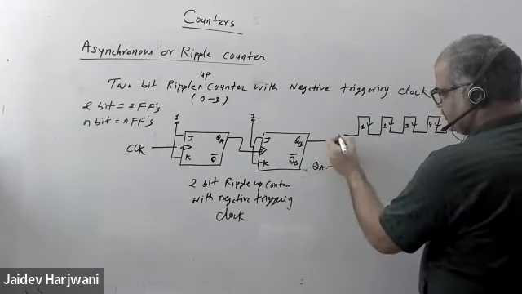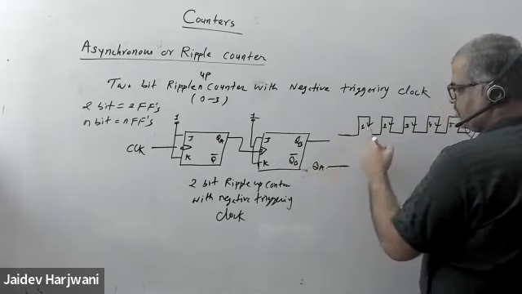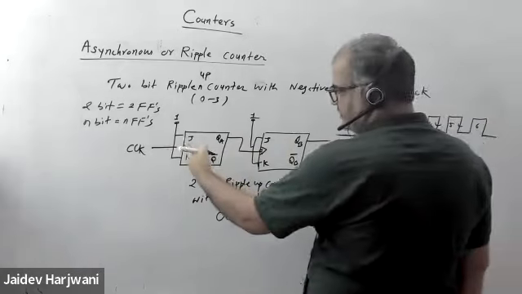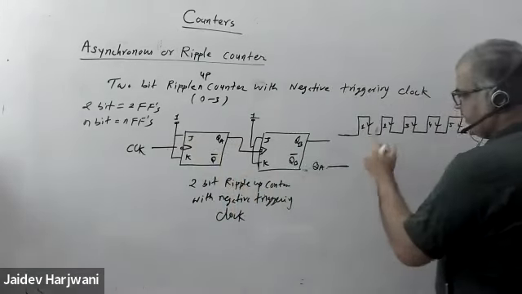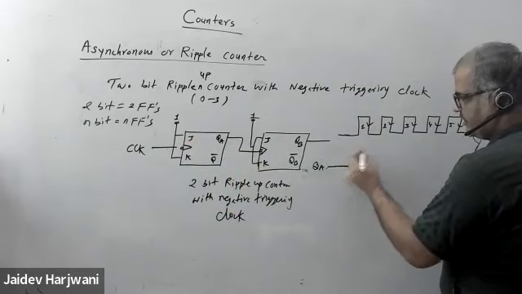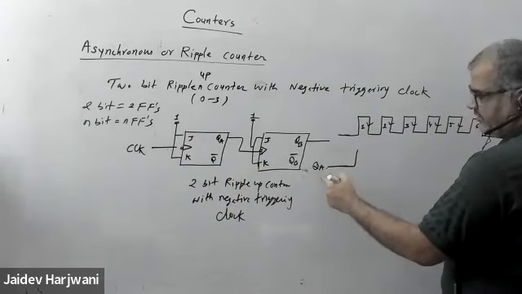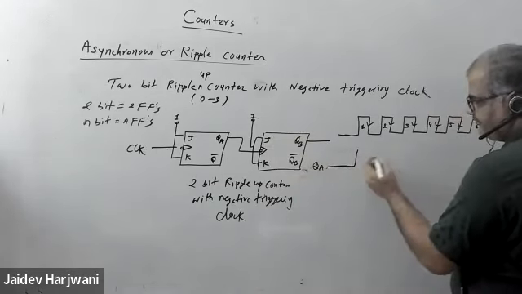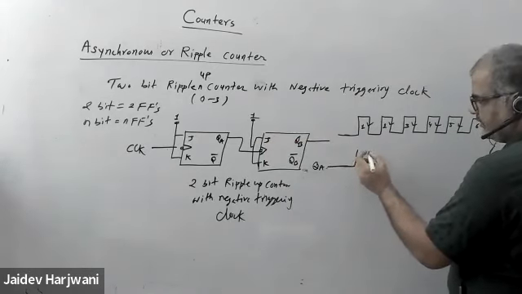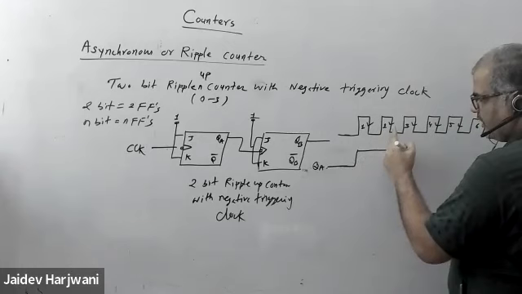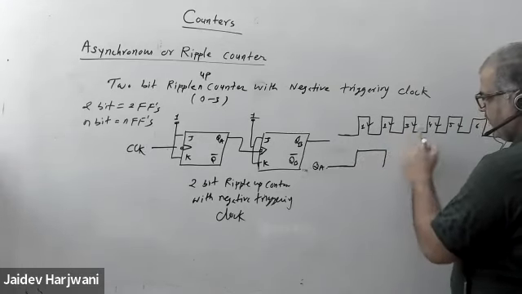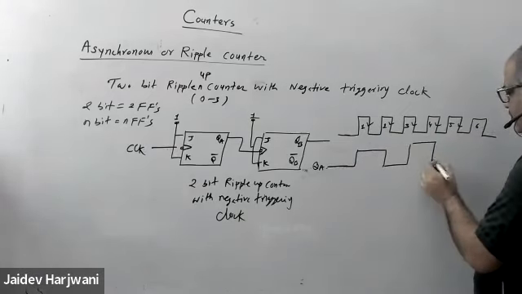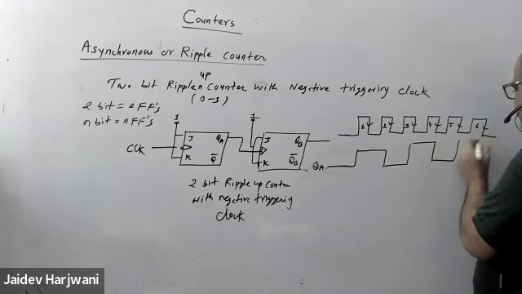Okay, in the beginning QA and QB are 0. Now there is a negative triggering clock, so when this negative edge of the clock comes, it should trigger. That means it should toggle. So initially 0, at this edge it becomes 1. So this is the wave at QA, the first output, okay? And now what will happen? It will toggle again here, it will go down. Again it will toggle here, so it will go up. Again it toggles here, down. Again it toggles here, and again it will toggle here, okay?